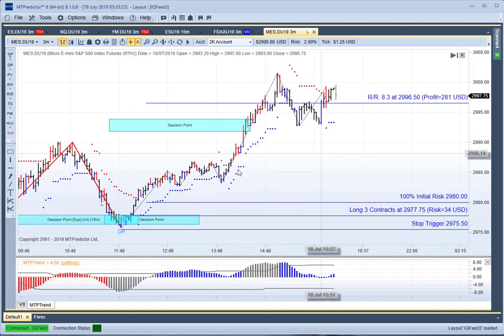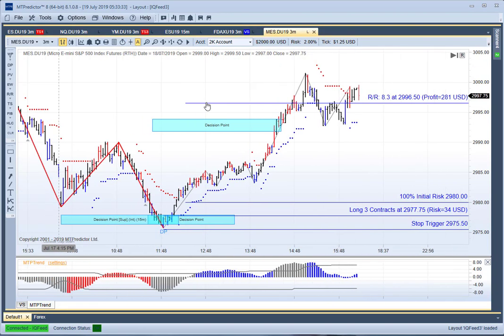Now can you see how that would allow you to run your trade a bit further, and would have increased your profit to 8R, or just over 8 times the initial risk. So that's a good example of using the E-mini micro accounts with our MTPredictor software.